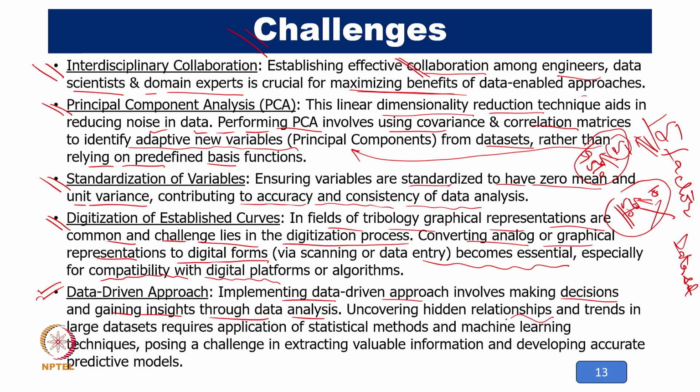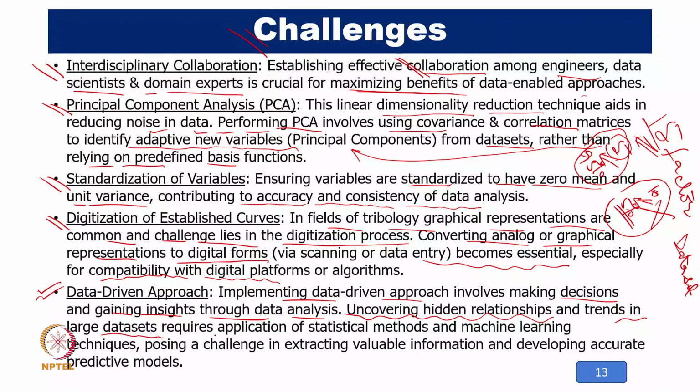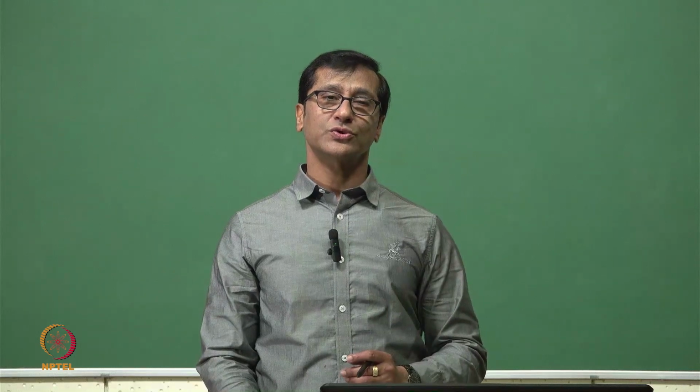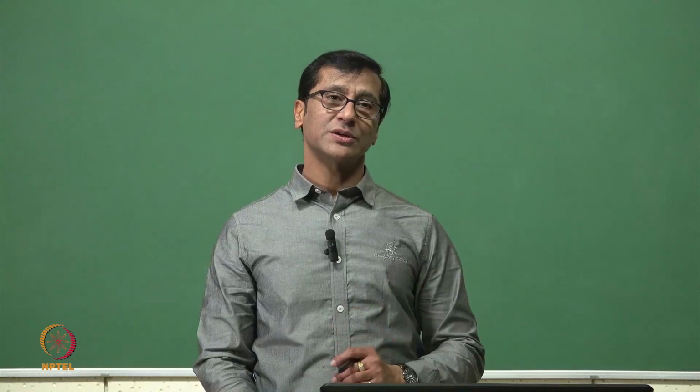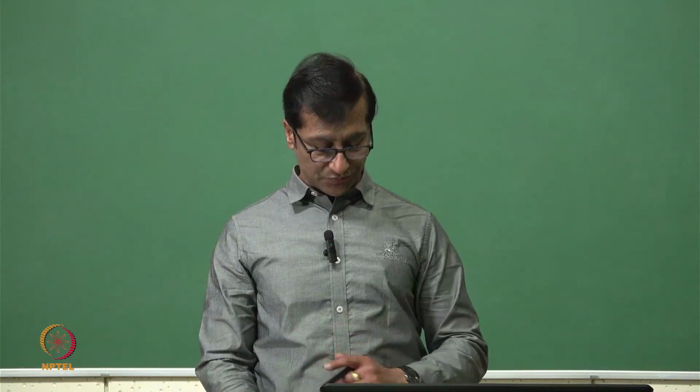That means we need to implement a data driven approach, making decisions and gaining insight from data analysis. This is important. We say uncovering hidden relationships which were not known earlier. People have been doing experiments, they know some variables, but the relation between the variables may not be known to them. And trends in the large database require application of statistical methods, and machine learning itself has a base in statistical methods. This is what we really require to handle the challenges when we want this course to run effectively, giving insight about the system and how we analyze the data properly.